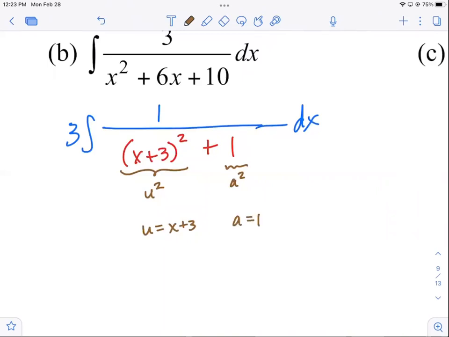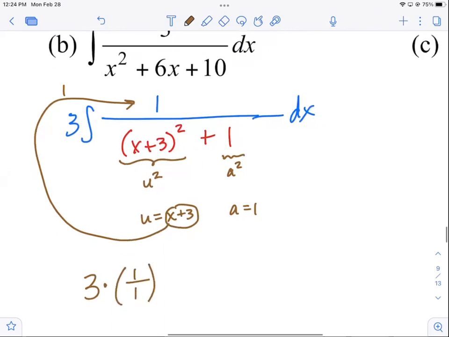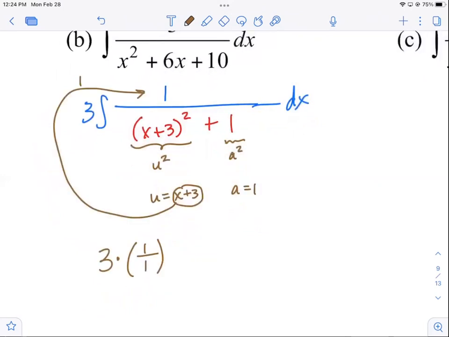1. Now, don't forget, we got to check. What's the derivative of x plus 3? 1. So there's no correction to make. So we got it. The 3 goes along for the ride. There's no correction to make because the derivative of u is just 1. Now, does arctangent have a 1 over a in front of it? It does. So it's 1 over 1. Oh, if you forget it, you get lucky, right? But I'm going to put it because I didn't forget it. And then it's arc or inverse tangent. I'll do inverse here of u over a. So x plus 3 over 1 plus c.